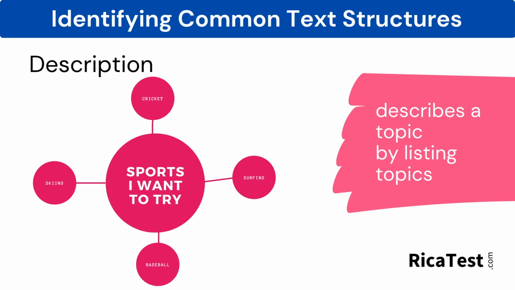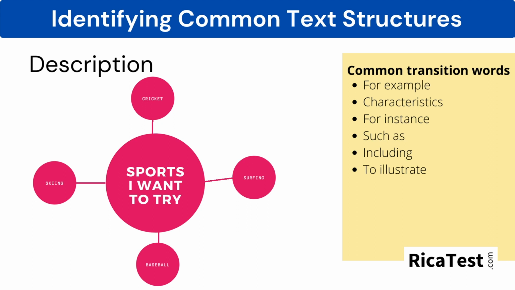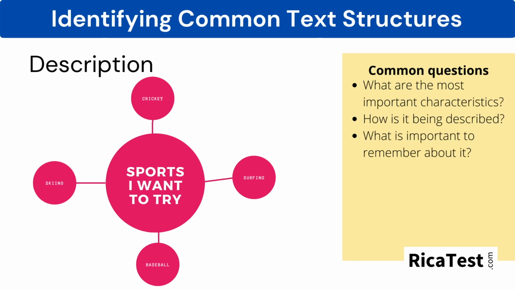The description structure describes a topic by listing characteristics, features, attributes, and examples. Common transition words for the description type of texts include for example, characteristics, for instance, such as, including, and to illustrate. Common question words for description include: what are the most important characteristics, how is it being described, and what is important to remember about it?